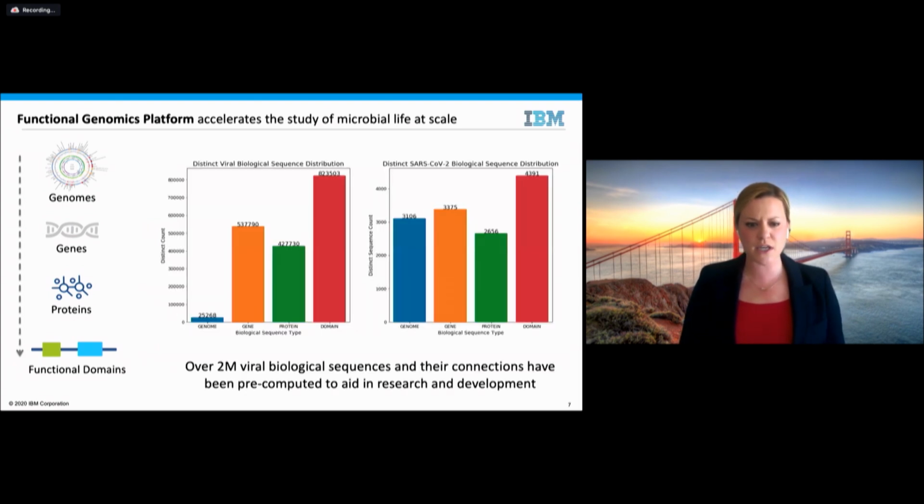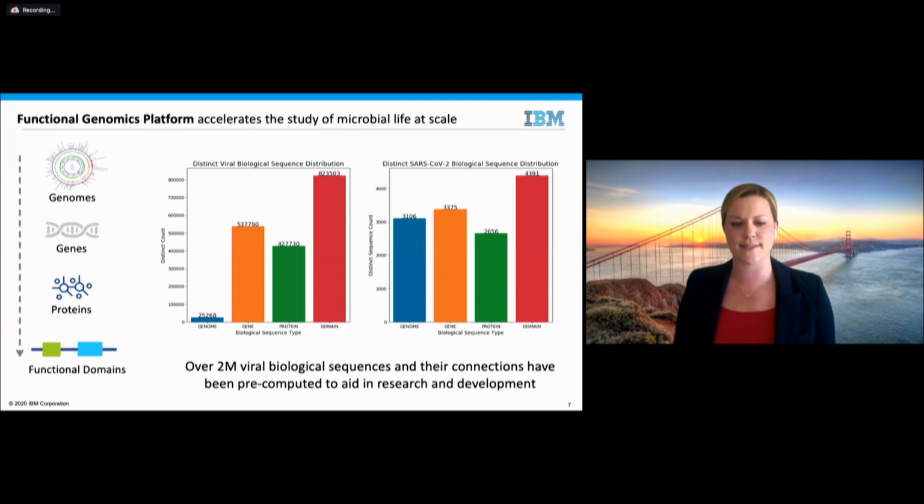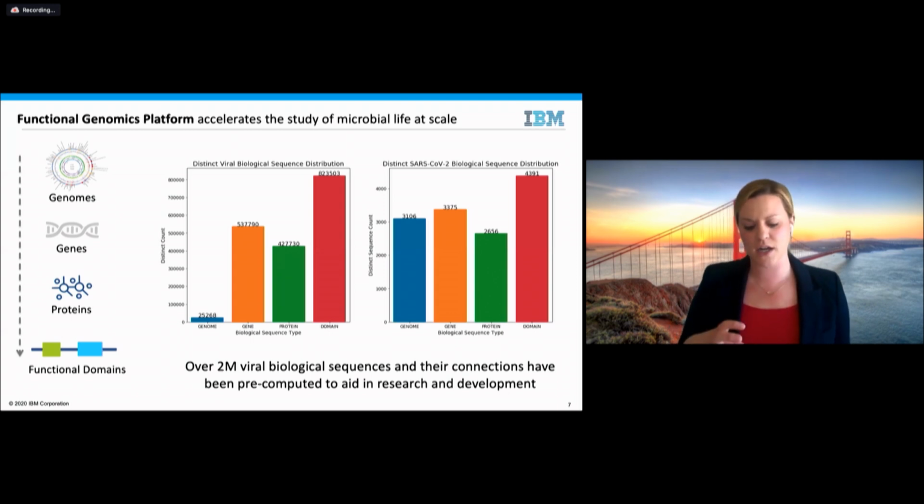To give you just a peek of what data we already have in the system, on the left-hand side here is the total counts of data for different biological entities. For example, the genomes, genes, proteins, and domains of the viral data, all of our virus corpus. On the right-hand side is the specific counts for SARS-CoV-2. You can see we have over 3,100 genomes to date. This was pulled live this morning. 3,000 genes and 2,600 proteins and 4,300 domains.